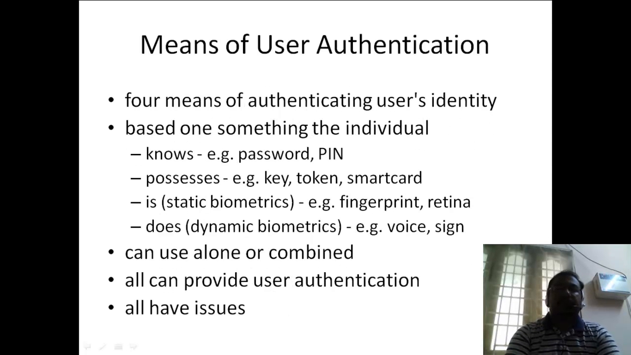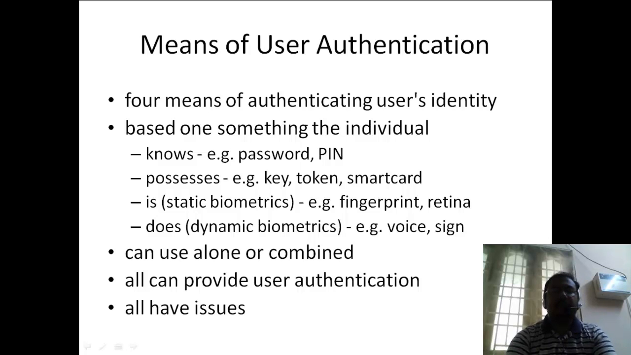And there are four means of authenticating a user's identity, based on what the user knows, what the user possesses, who the user actually is, and what he does. So what does the user know? It's the basis of user authentication. He knows the password. If you want to access the system, you need to know the system username and password. It's the basic one, and the easiest means of authenticating a user.